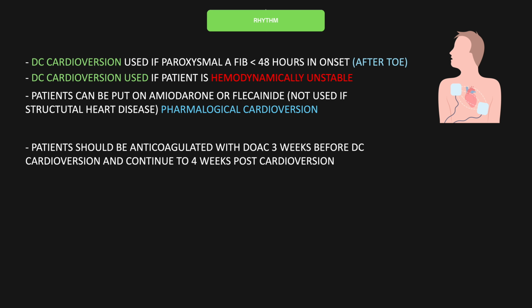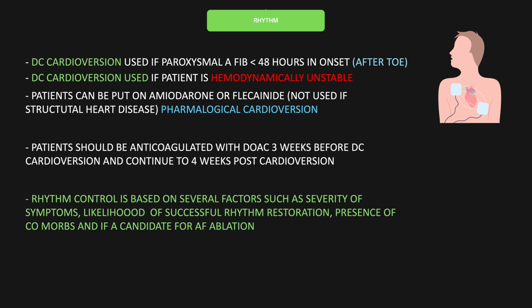Now, a patient should be anticoagulated with a direct oral anticoagulant 3 weeks before DC cardioversion, and this should be continued 4 weeks post cardioversion. So if, for example, you decide this patient has to be cardioverted, you give him rivaroxaban for 3 weeks before DC cardioversion, and then you continue it 4 weeks post cardioversion.